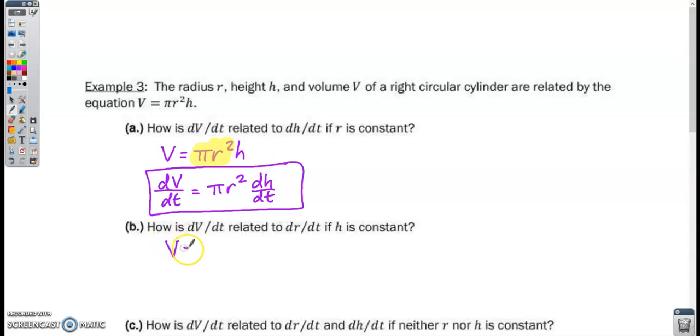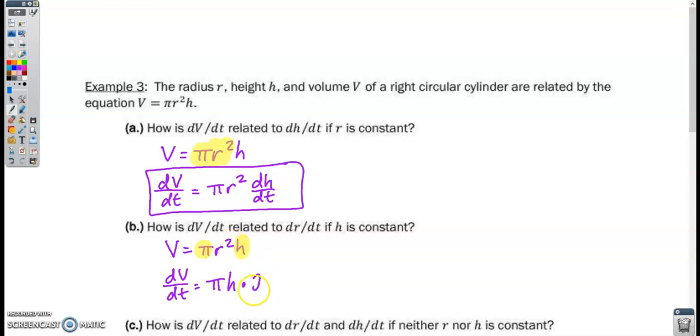We'll do the same thing, volume equals pi r squared h. Now we're looking for how dV/dt is related to dr/dt if h is constant. And so now my constants are pi and h. And so dV/dt is going to be equal to the constant multiple pi h times the derivative of r squared with respect to time.